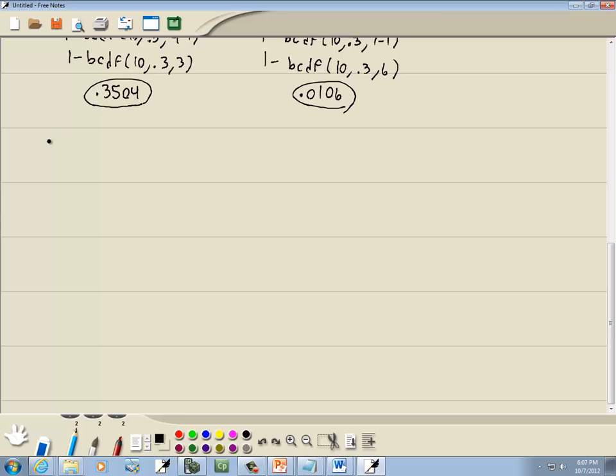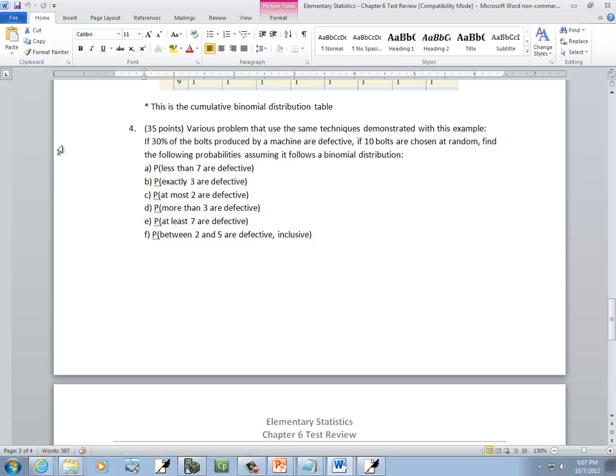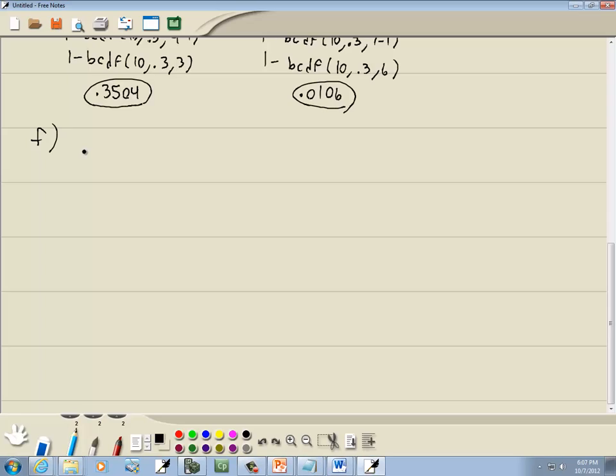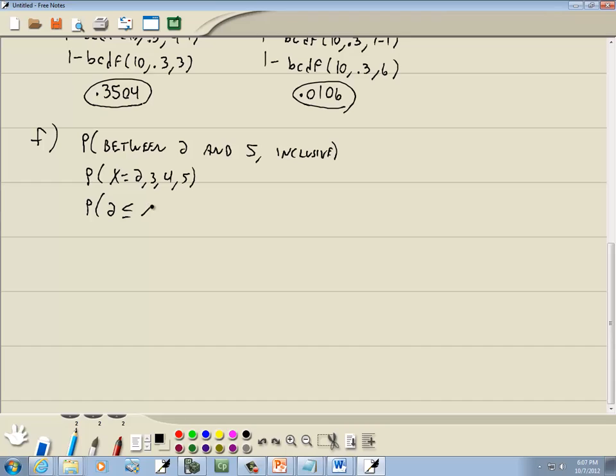Okay, let's look at F. Between 2 and 5 inclusive. So between 2 and 5 inclusive. Inclusive means it includes those values. So if I write down the x values, that would be 2, 3, 4, and 5. Well, this is between two values. So writing this in inequality form, 2 is less than or equal to x is less than or equal to 5. Now this is going to be A, and this is going to be B.